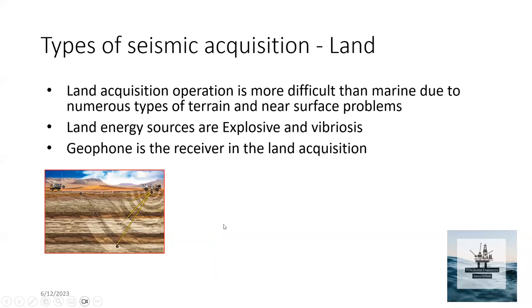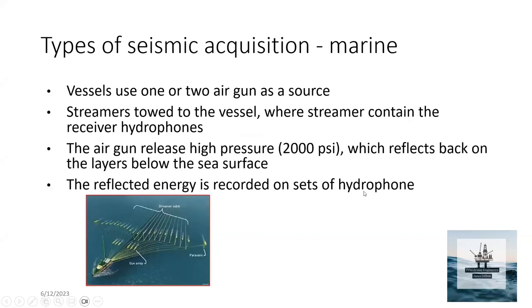For the land, it is different. Land acquisition operation is more difficult than marine due to numerous types of terrain and near surface problems. Land energy sources are explosive and vibroseis. Geophone is the receiver in land acquisition. In the marine, the receiver is called the hydrophone, okay? And the air source is an air gun that releases high pressure, which reflects back from the layers below the sea surface.